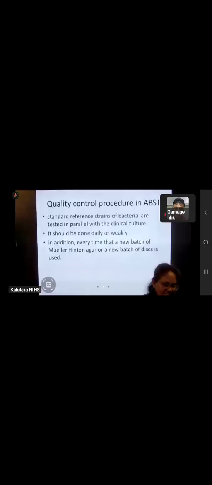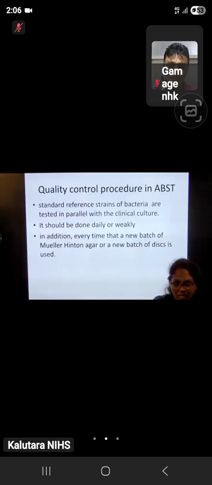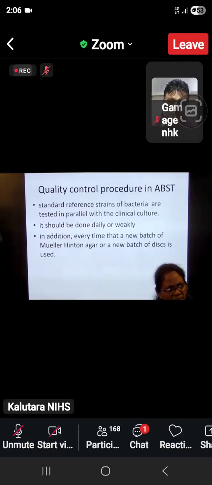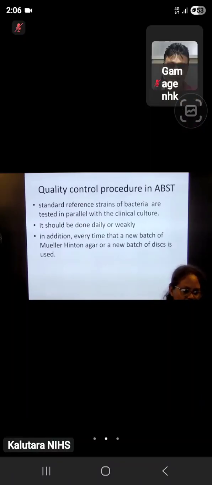What about the disc? What can you say about the disc? What quality control measures can you take to ensure good quality results in antibiotic sensitivity testing? In addition to culture media, the same thing you have to apply for this also, right? We have already discussed media quality control. Then what about the antibiotics? What can you say?